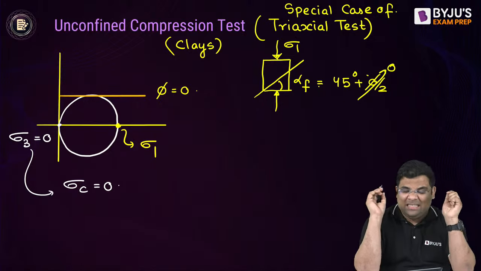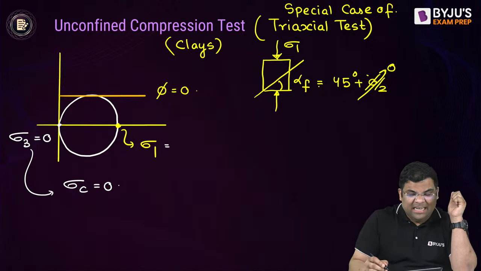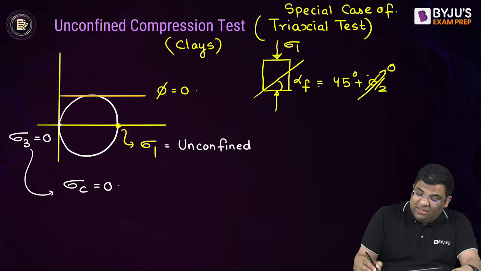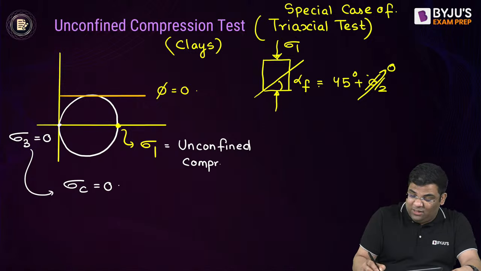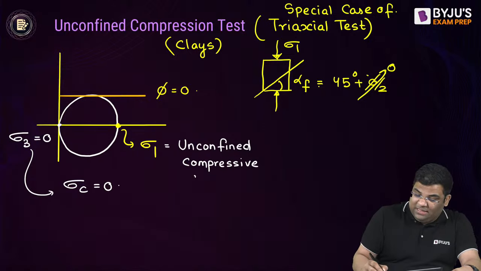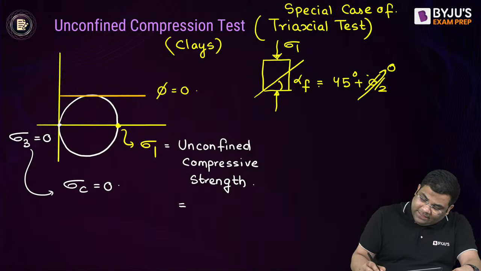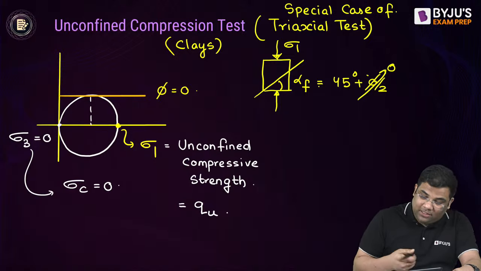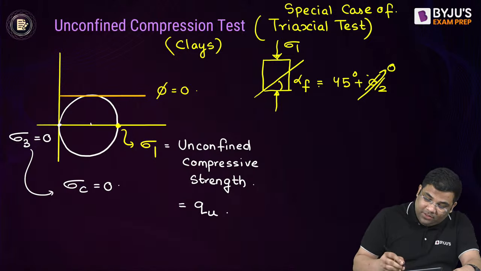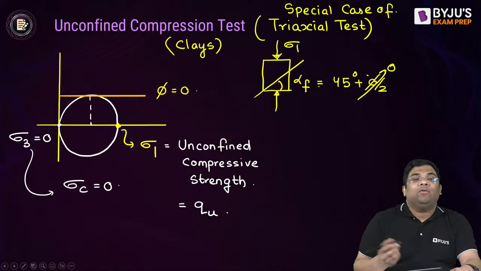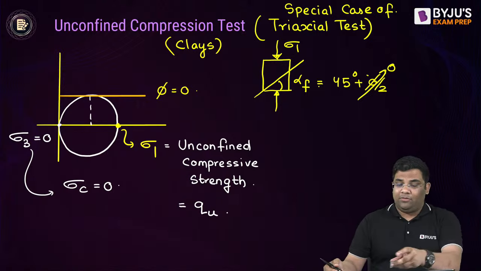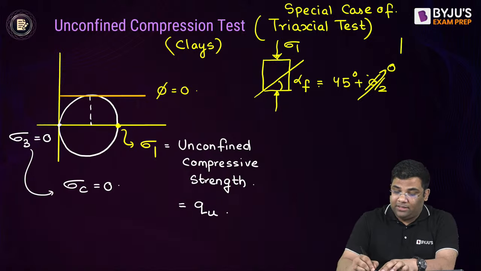Now you can see that it is failing under axial compression, right? So I can say this sigma 1 which we get is known as unconfined compressive strength. It's also known as qu. Now see, this is the value of cohesion. How? The intercept with the y-axis is always the cohesion. How? You see, if you look at the general shear strength curve.